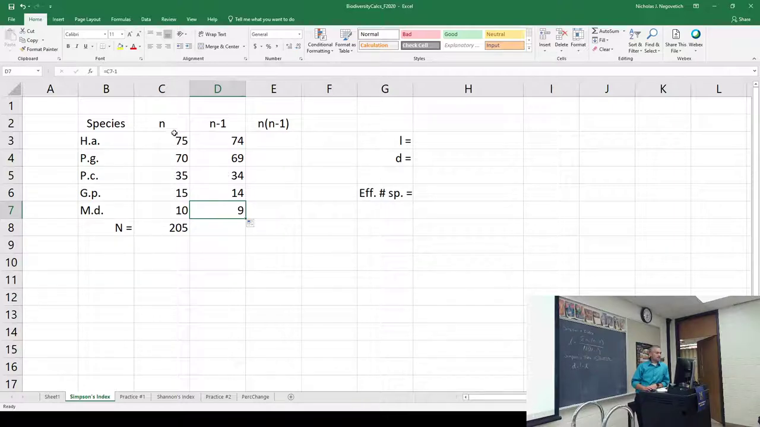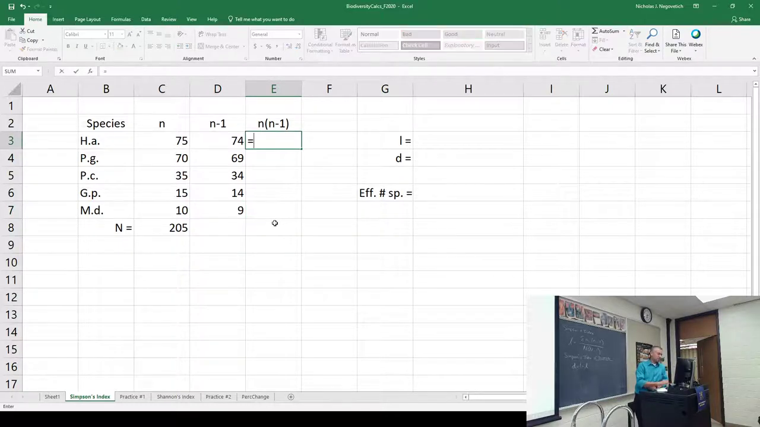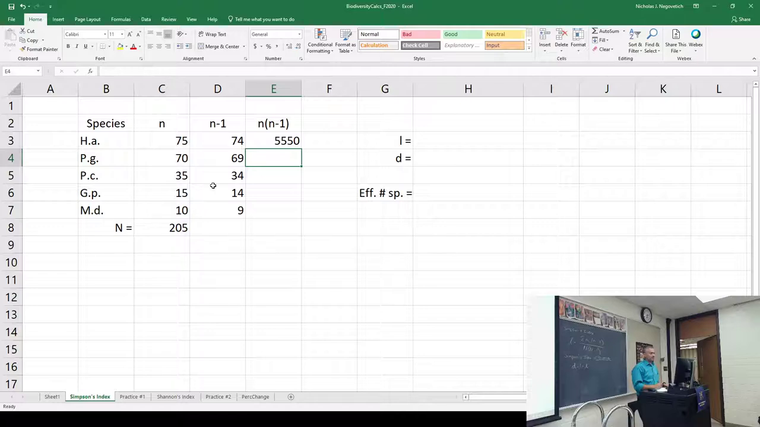So I've got my n. I have my n minus 1. Now I'm going to multiply across the columns, because that is n times n minus 1. So I hit equals C3 times D3. Again, those references are based on my table. Hit enter. 5,550.